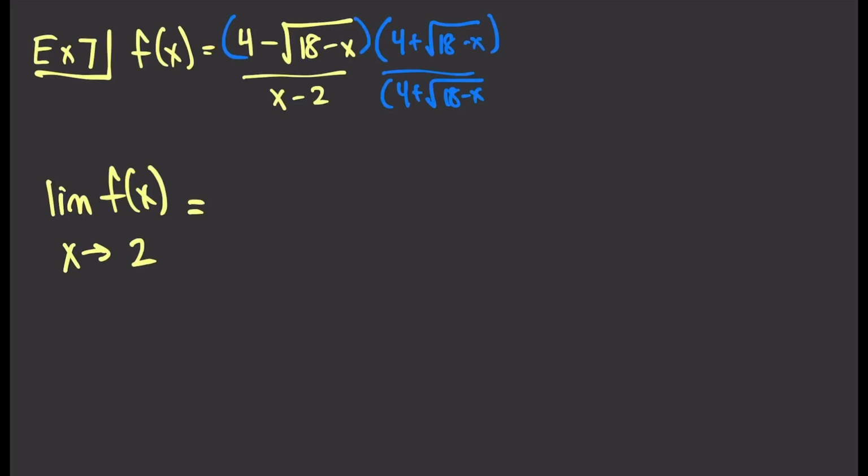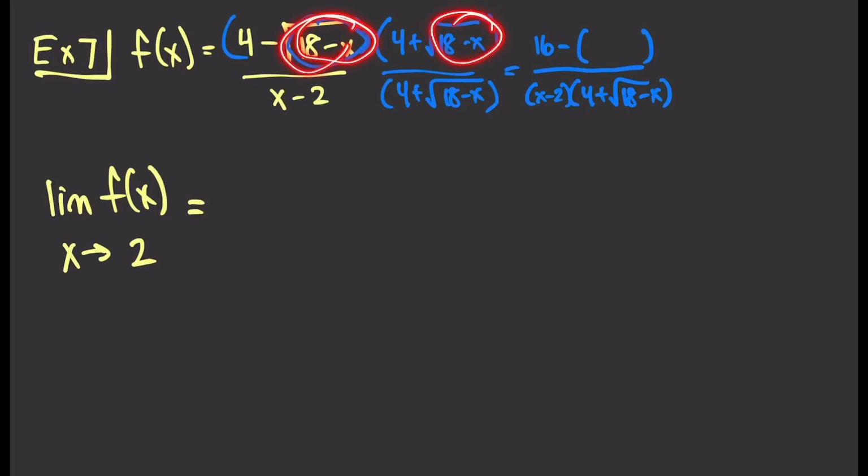And again, remember, my problem area is this. That's what I need to go away. So in the denominator, I'm really not going to multiply those. I'm just going to write it out as x minus 2 times 4 plus square root 18 minus x. Now my numerator, what I need to have happen here is I need to multiply the first term. So 4 times 4, what's that, 16? Minus parentheses, and I'm going to have square root 18 minus x times square root 18 minus x, which is just going to be 18 minus x.